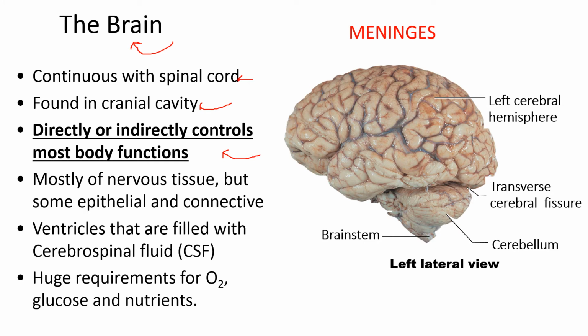Although the majority of the brain is composed of nervous tissue, there are some internal cavities that are called ventricles, and they're filled with a special filtrate of blood plasma called cerebrospinal fluid, or CSF. Now, the brain has huge and constant requirements for oxygen and glucose. Unlike muscle tissue, it can't store the oxygen. There's no myoglobin here. It can't store the glucose either. So that means there's no glycogen. So that has to be a constant supply.